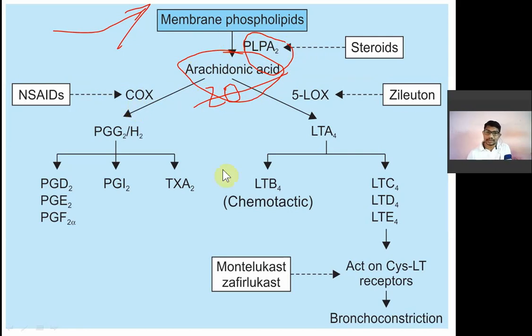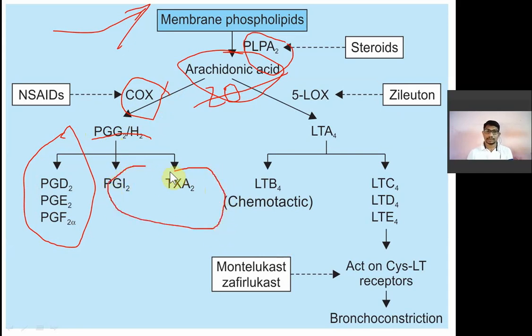This arachidonic acid is taken up by two enzymes. One is known as COX, that is cyclooxygenase. Arachidonic acid is taken up by COX and converted into different prostaglandins: prostaglandin D2, prostaglandin E2 and prostaglandin F2 alpha, then prostaglandin I2 and thromboxane. So these are the chemicals responsible for pain, inflammation and pyrexia. They will cause pain, inflammation and an increase in body temperature.